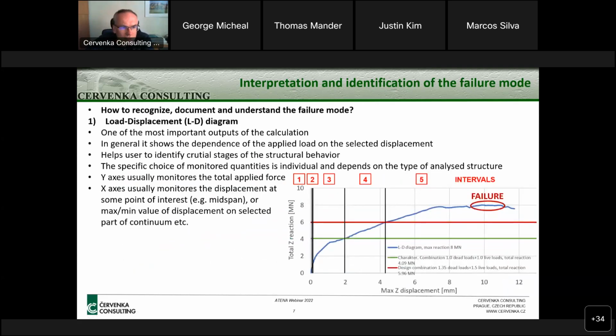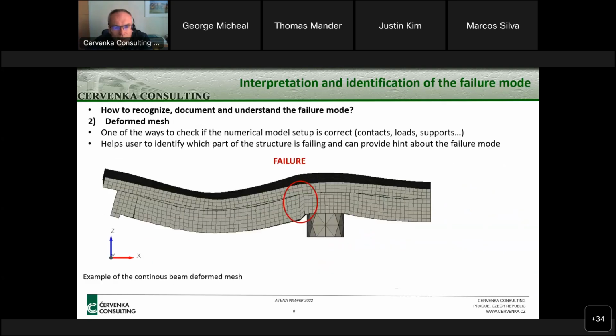Again, this is the same thing, but now I want to emphasize how we detect the failure. An important part of understanding the results is to understand what the failure mode is. And of course, it might sound easy to recognize it, but in reality, often it may not be so easy. So let's talk about how to recognize and identify the failure modes in ATENA.